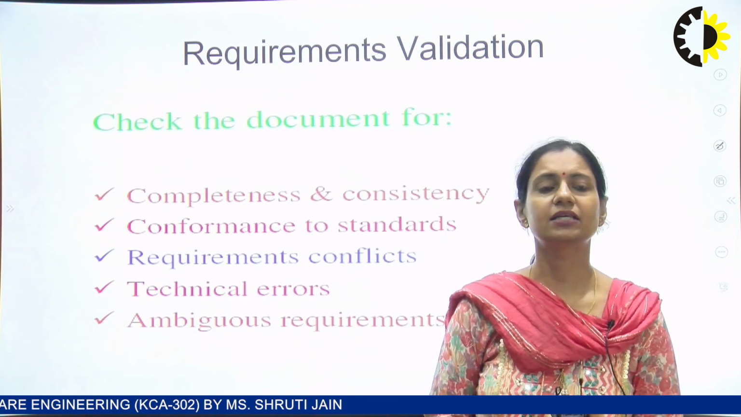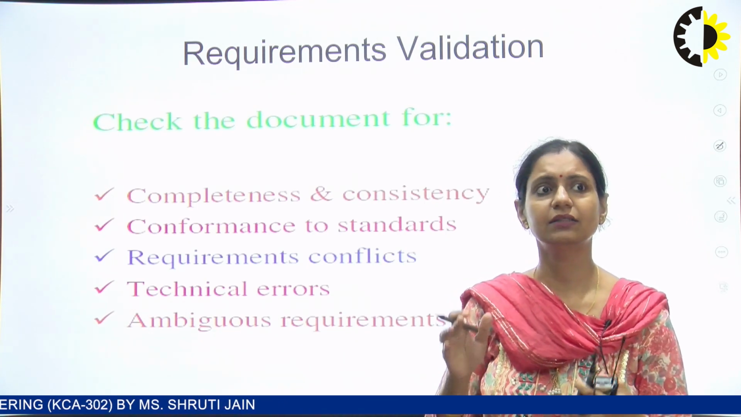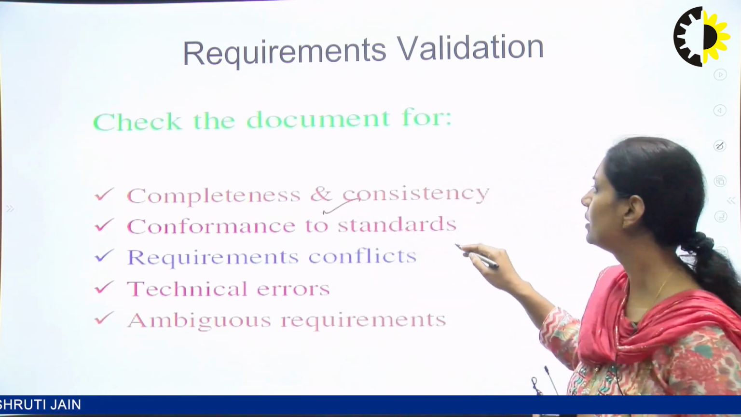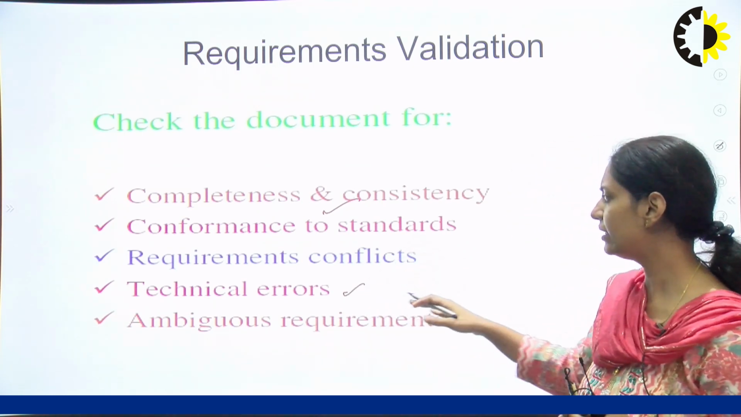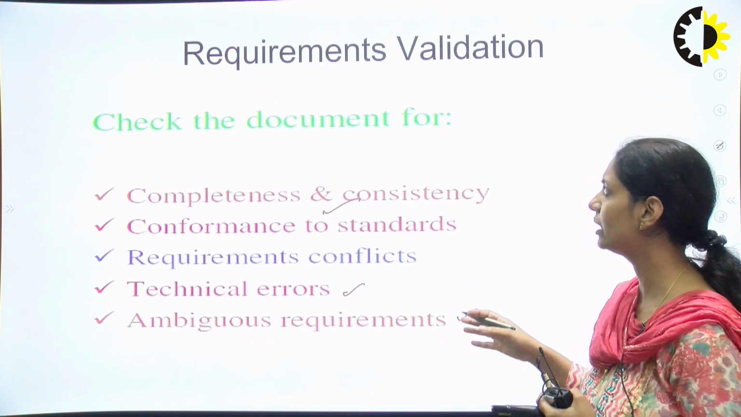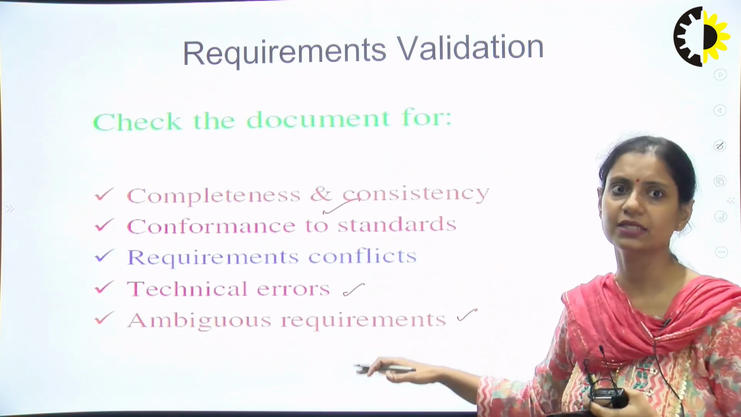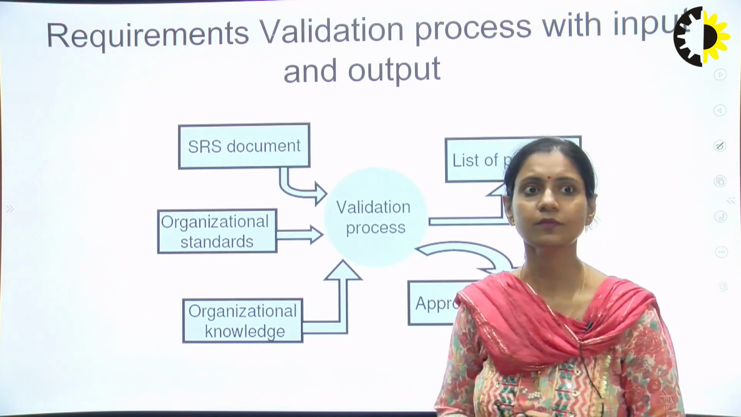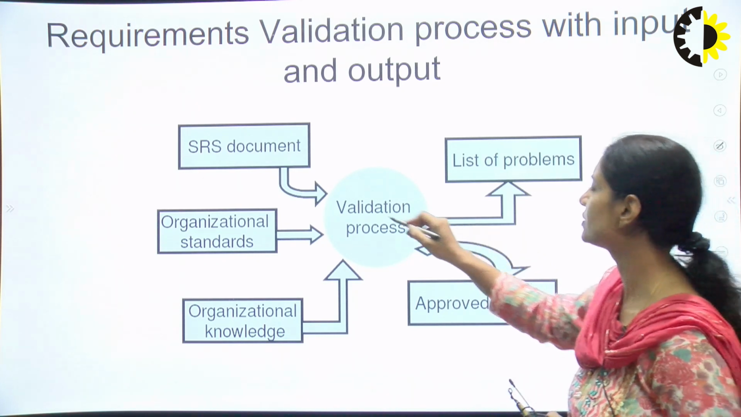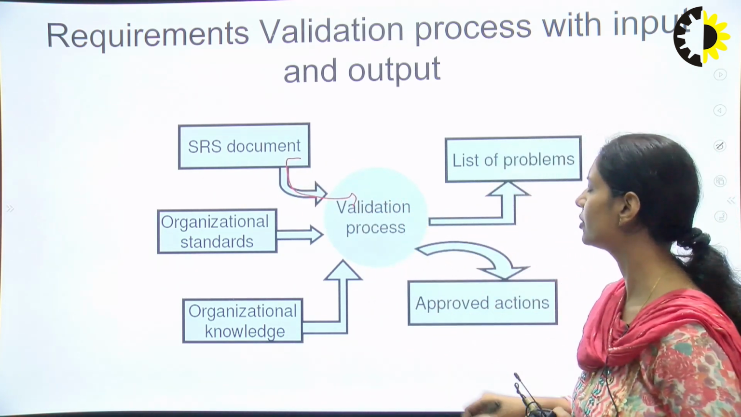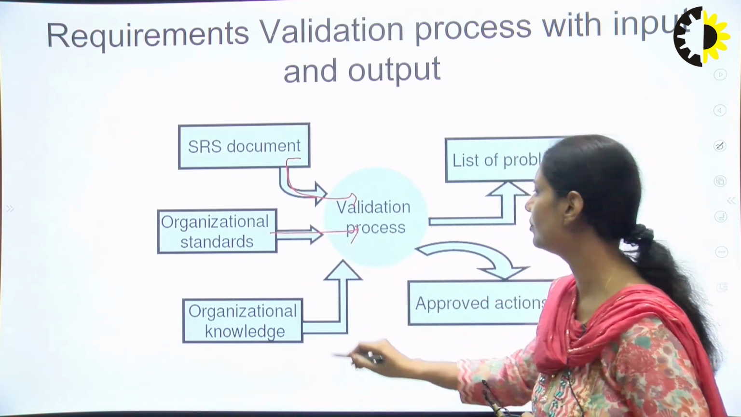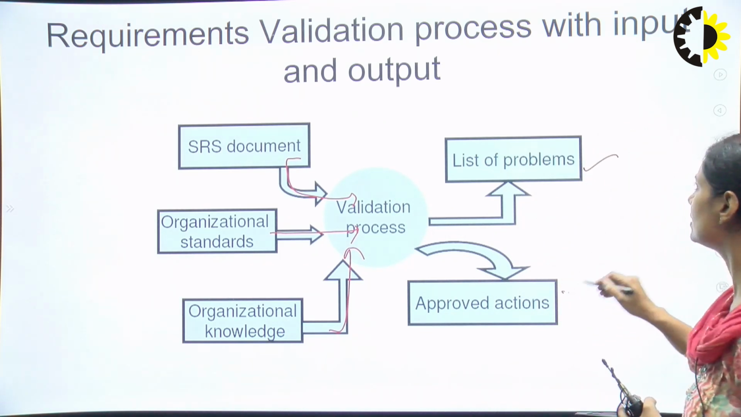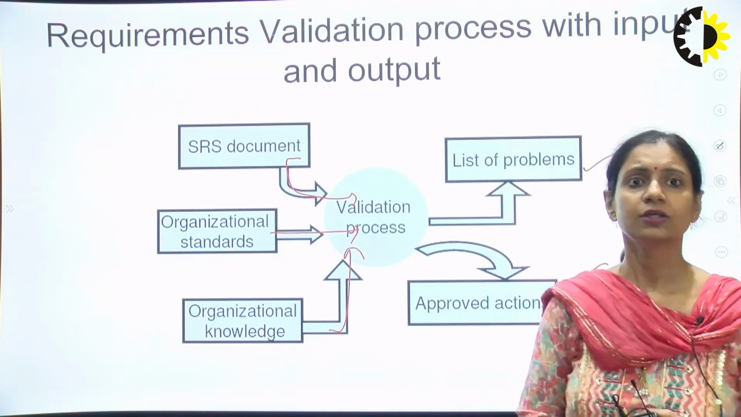The last part is the requirement validation. We check whether the document, the SRS that we have already made, is complete. Does it have any errors, or does it have any ambiguous requirements? So we check the document in all aspects. The document here refers to the SRS. So this is the requirement validation process, wherein the SRS document enters the process, the organizational standards come in and the organizational knowledge comes in. Everything is validated and the result is a list of problems or the approved actions. So both things can be there.